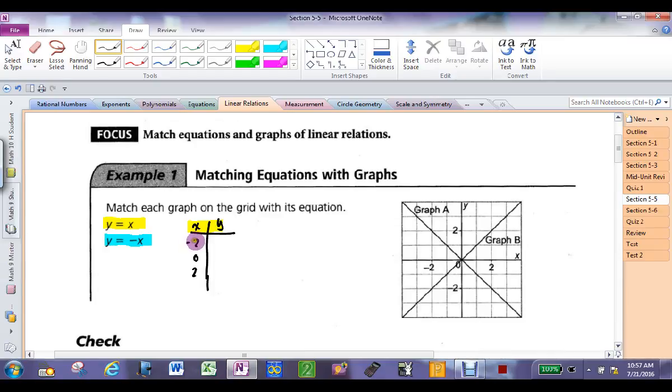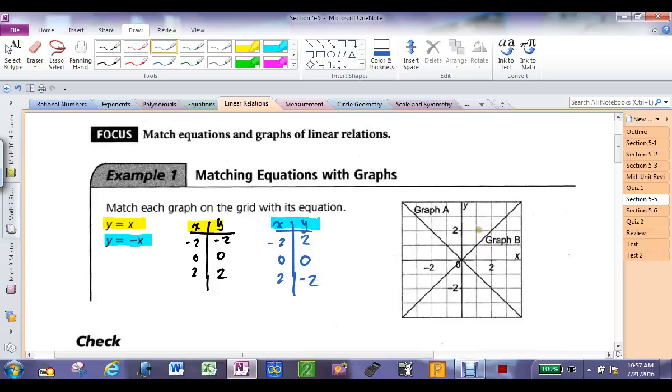Yeah. When X is -2, Y equals X. What's Y? -2. When X is 0, what's Y? When X is 2, what's Y? Easy peasy lemon squeezy, right? Then X, Y. We're going to do the blue one. Same digits. -2, 0, 2. When X is -2, what's Y? No. Positive 2. When X is 0, when X is 2, -2.